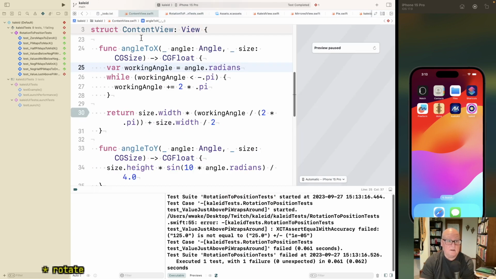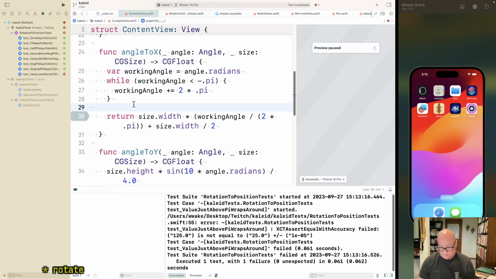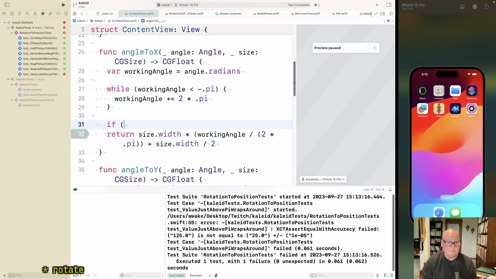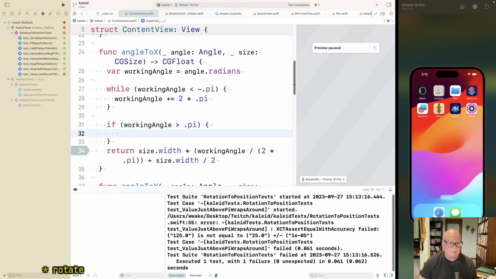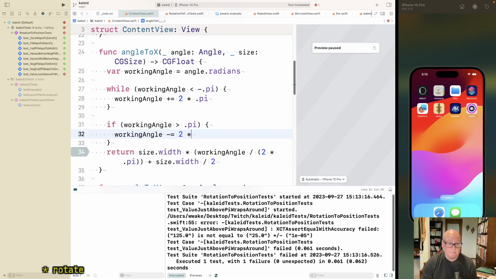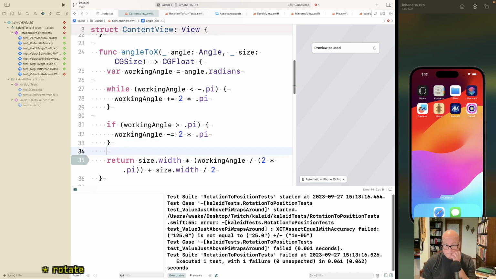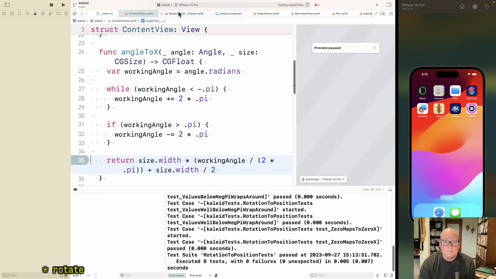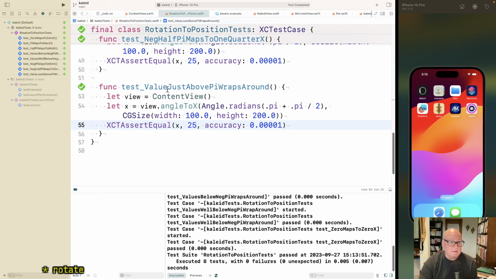Okay. And I'll do it the slow way. Let's just start with an if. If it's greater than pi, then we're subtracting. All right, and I expect all these tests to pass, and then we'll add one more test. Good.